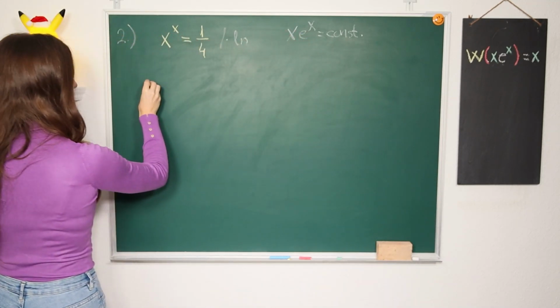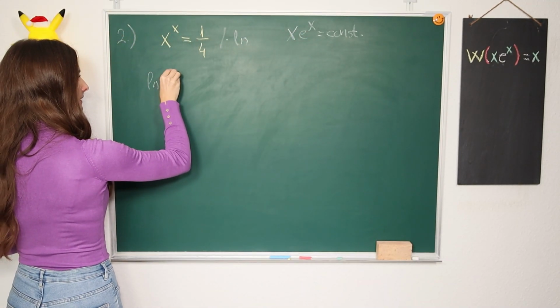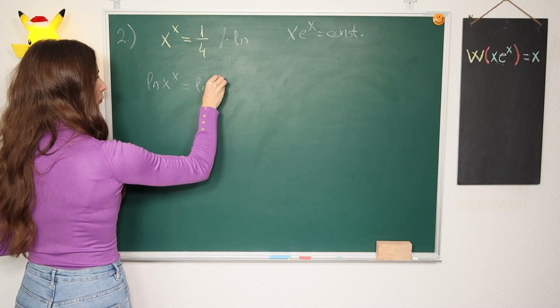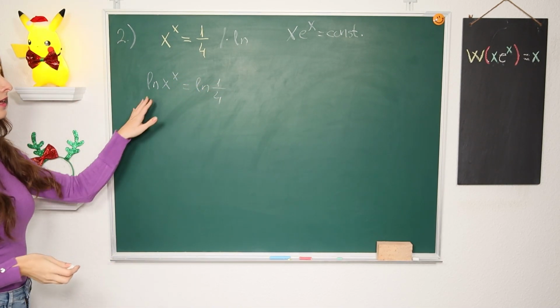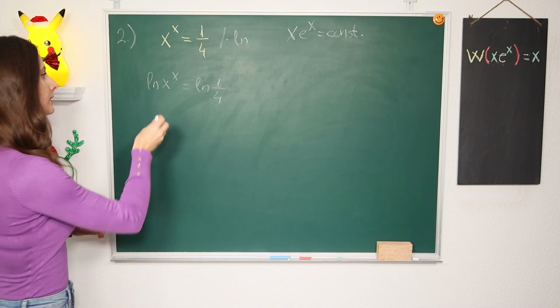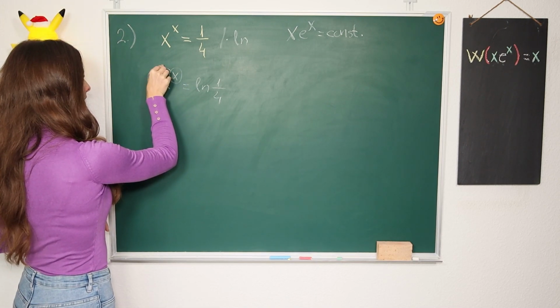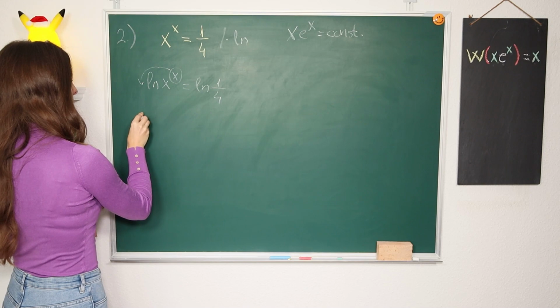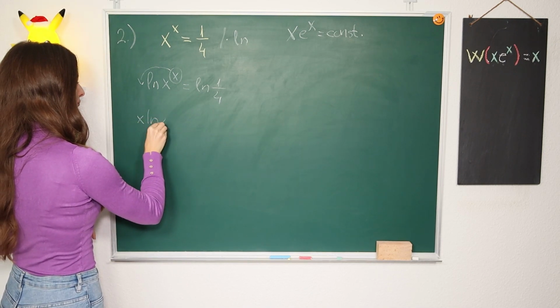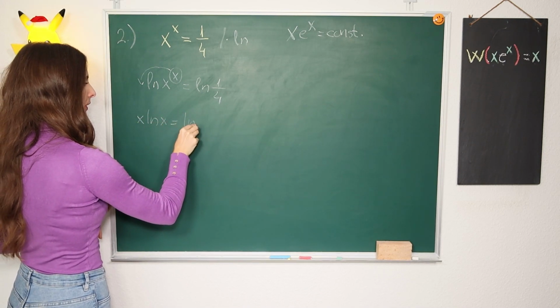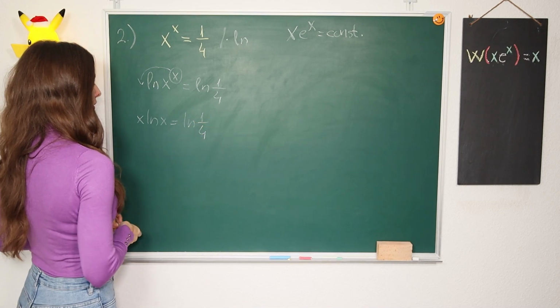ln of x^x equals ln of 1/4. And now using the power rule for the logarithm, this x goes to the front and we have x ln x equals ln 1/4. Okay.